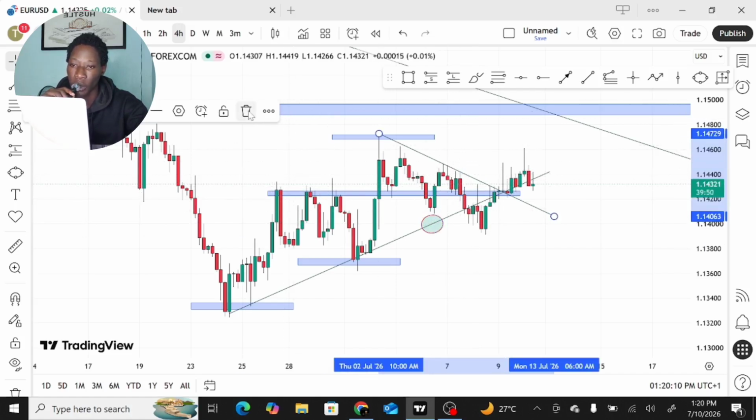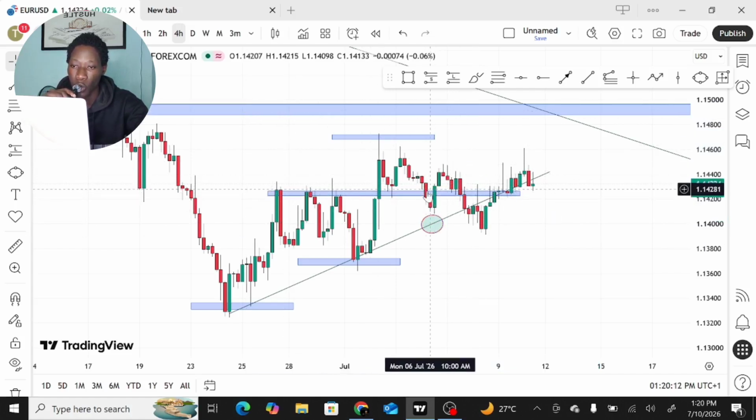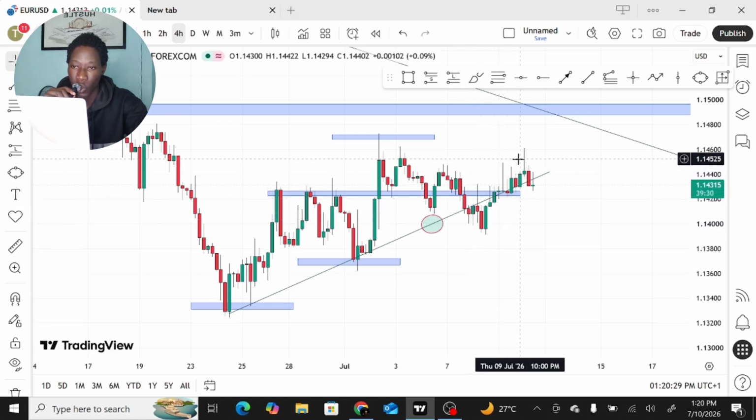This is what happened in the market. The market got to this particular level. This was where the market was on Monday. If you check, the market was somewhere here on Monday. It did this, bought a little bit, then got to this place, and then the market is still buying towards the upward side.